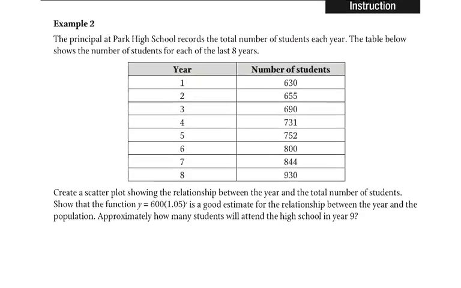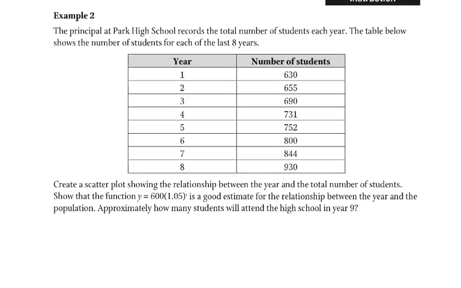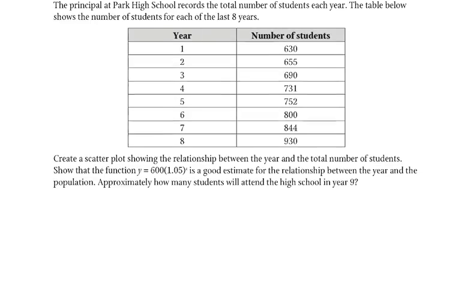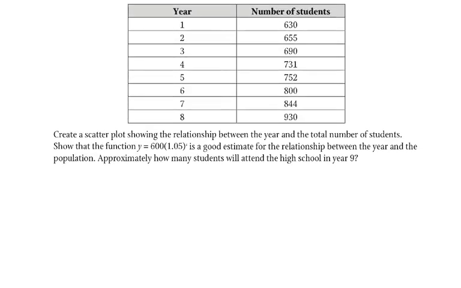Example 2. The principal at Park High School records the total number of students each year. The table below shows the number of students for each of the last 8 years. Create a scatter plot showing the relationship between the year and the total number of students. Show that this function is a good estimate for the relationship between the year and the population. Approximately how many students will attend the high school in year 9? Okay, so now we're going to try to use this to estimate things.